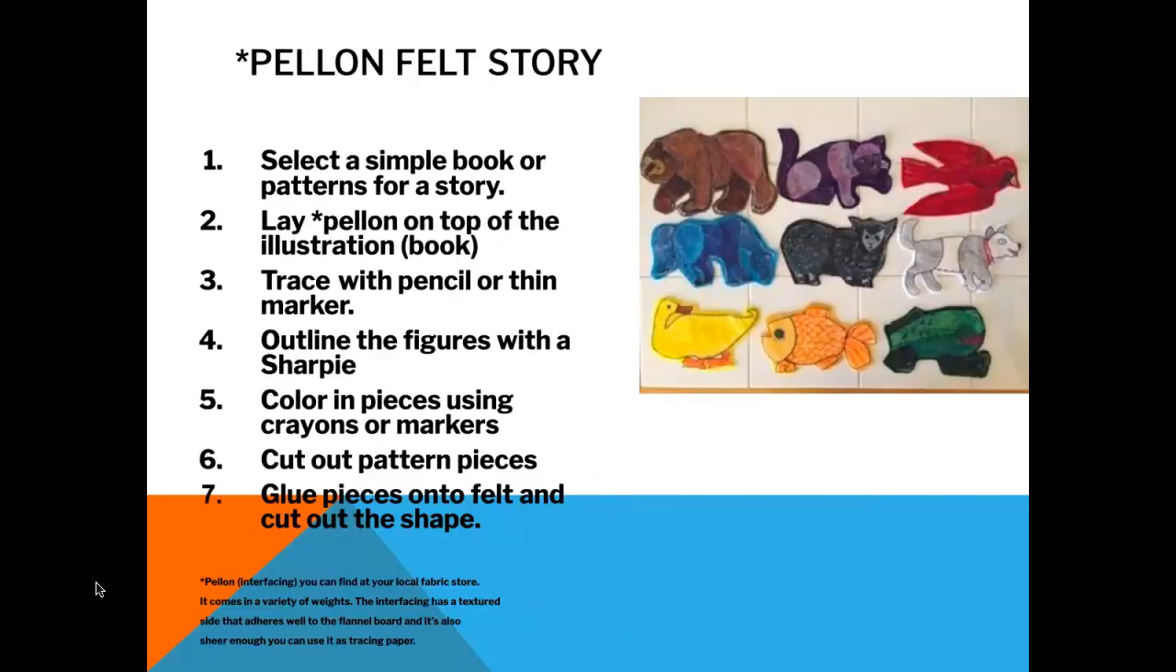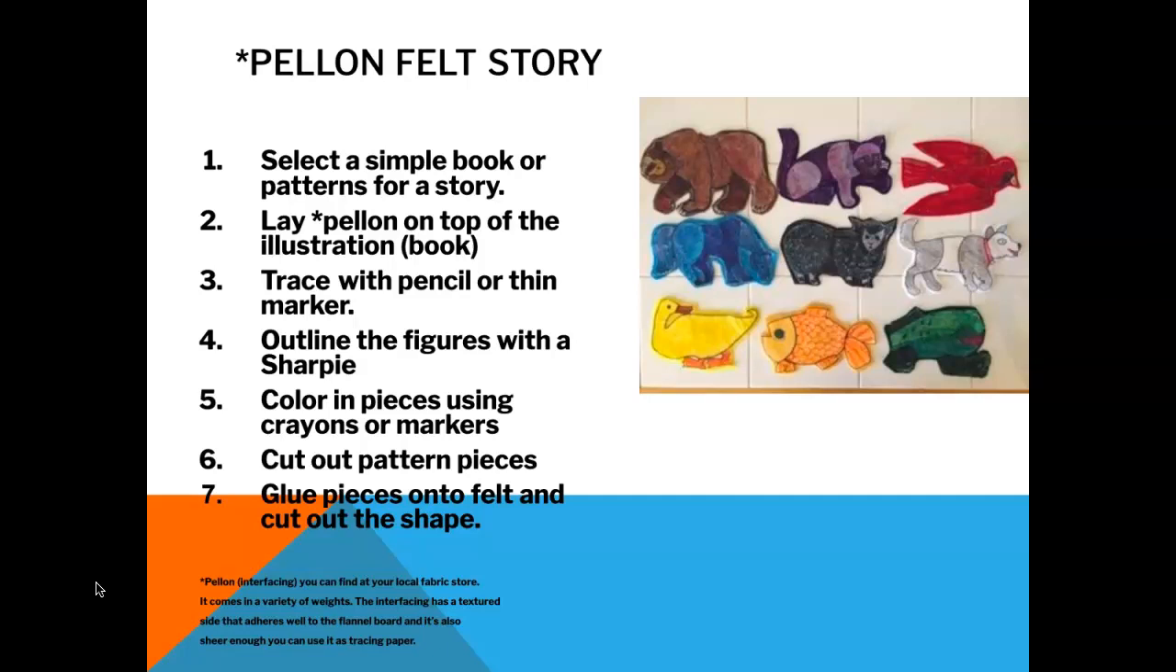Also, there's another technique using Pellon to make a felt story. So Pellon is a fabric that you can find at your local fabric store. You select a simple book or a pattern for the story. You lay the Pellon on top of the book or the illustration in the book, and then you trace with a pencil or a thin marker. Outline the figures with a Sharpie. Color in pieces using crayons or markers. Cut out the pattern pieces. And then you're going to glue those pieces onto felt and cut out the shape around it.